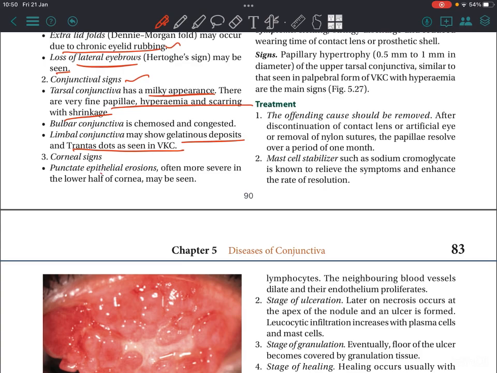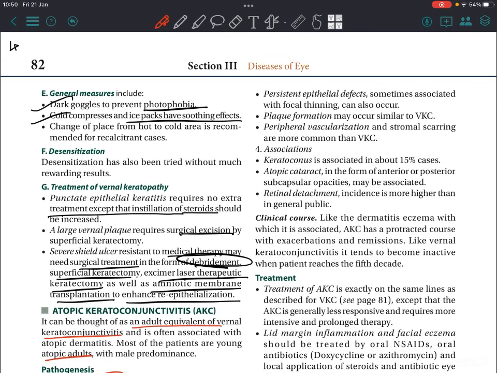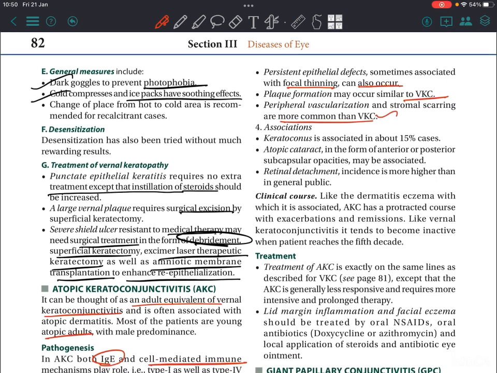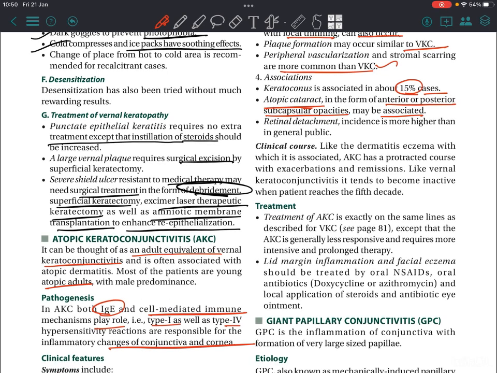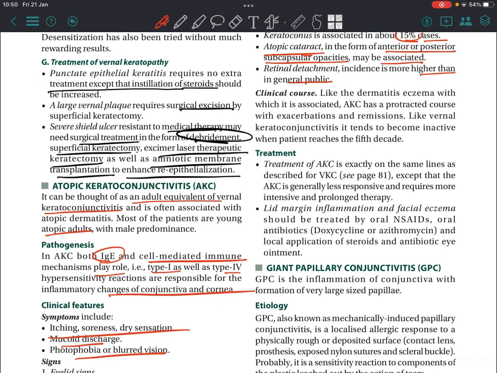Corneal signs: punctate epithelial erosions may often be severe and are seen in the lower half of the cornea. Persistent epithelial defects sometimes associated with focal thinning can also occur. Plaque formation may also occur similar to VKC. Peripheral vascularization and stromal scarring are more common than in VKC. Associations: keratoconus is associated in about 15% of cases. Atopic cataract in the form of anterior or posterior subcapsular opacification may be associated. Retinal detachment incidence is higher than in the general public.